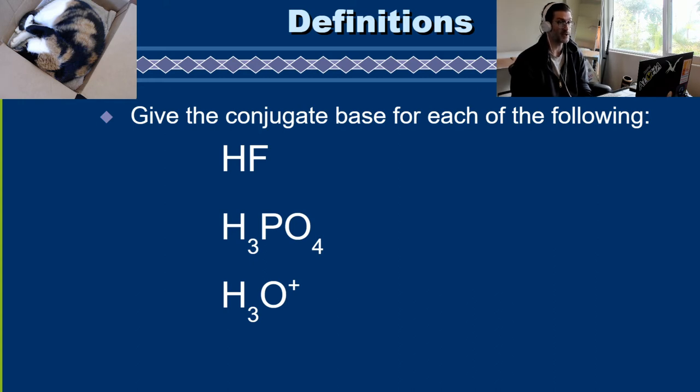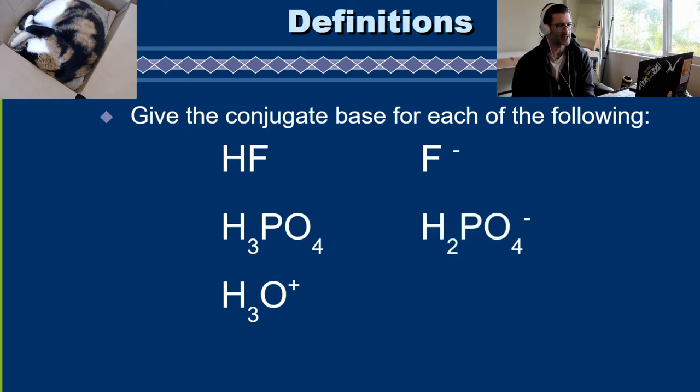Let's find conjugate bases for each of the following. For HF, after it donates the proton, we get its conjugate base. So HF is an acid, it will donate its proton, and we get the conjugate base, F minus. H3PO4 is an acid, it's phosphoric acid, that will donate a proton and become its conjugate base, H2PO4 minus. Finally, we have the hydronium ion. After it donates its proton, it becomes water. H2O is the conjugate base of hydronium. All right.